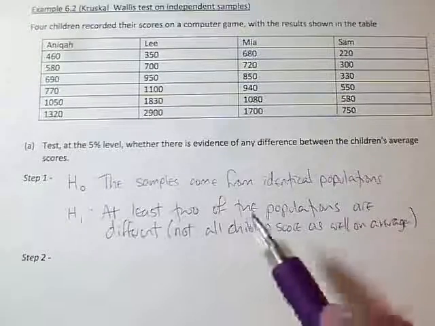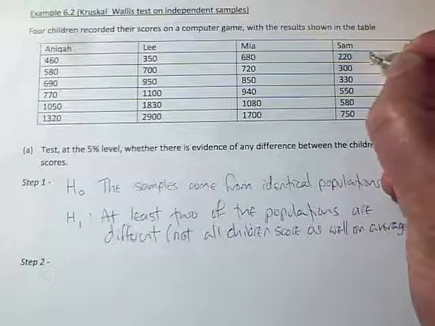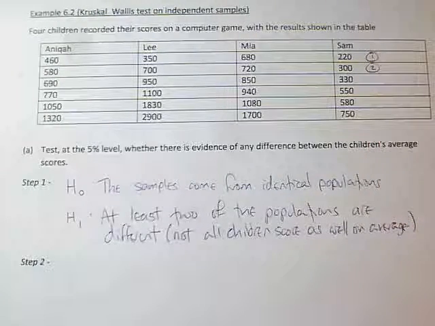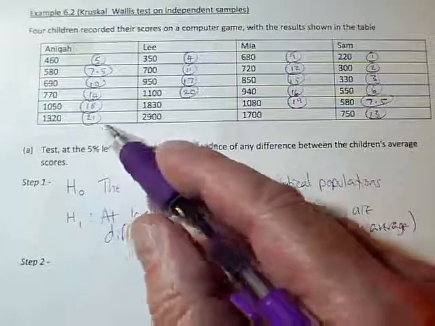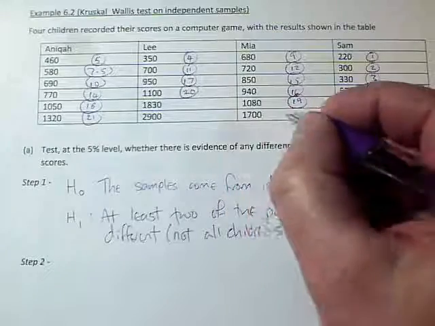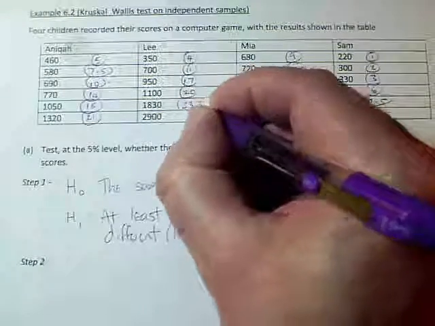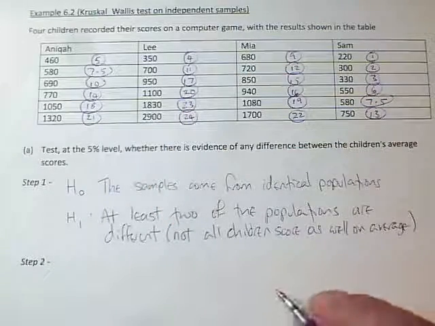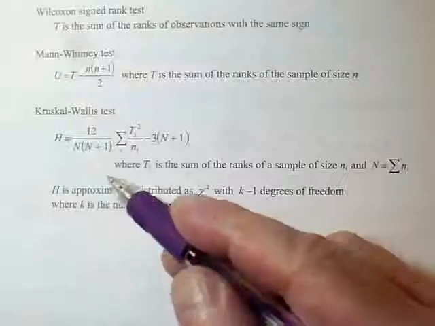Okay, step 2, we've got to calculate the test statistic. First thing we've got to do is just rank all of these scores. So the lowest rank will be 1 for this one, and then 2. So I'll go through and put all the ranks on. So I've got up to rank 21 here, and the final 3, rank 22 is this 1700, and then 23 and 24 are here. So next step of Kruskal-Wallis, remember that the formula that you need is on page 14 of your formula book. So here's our method.